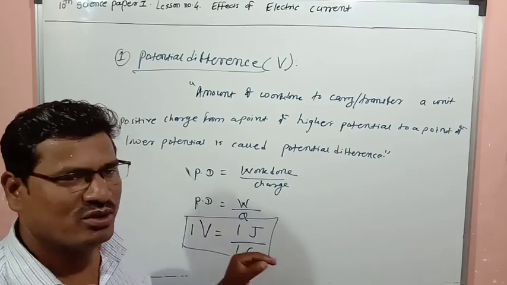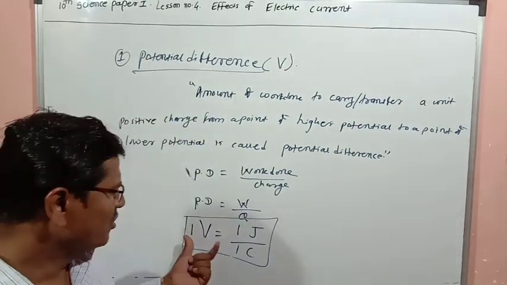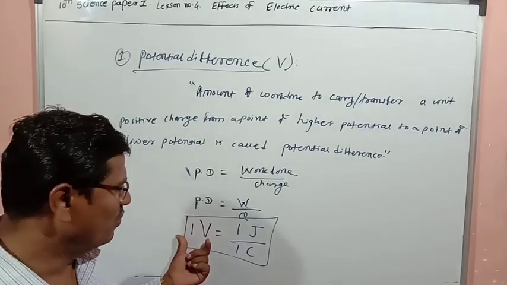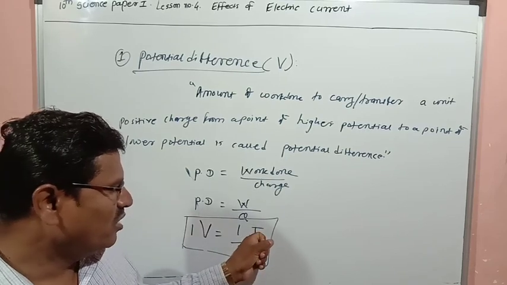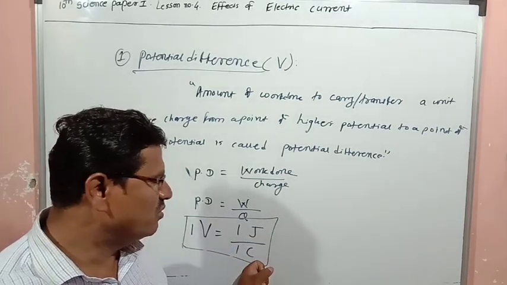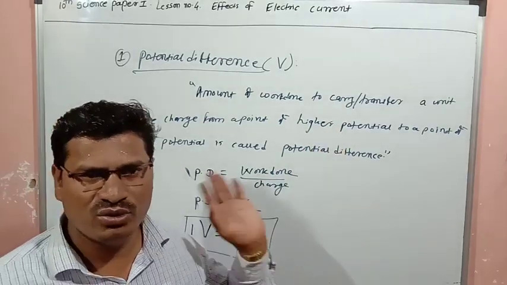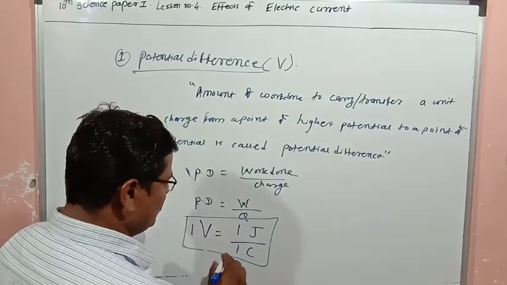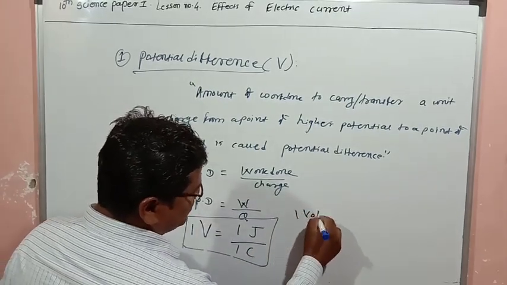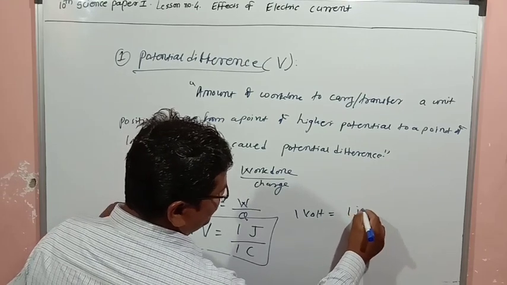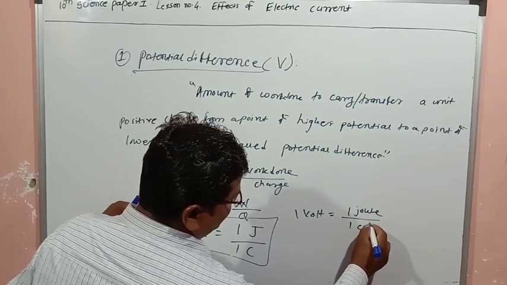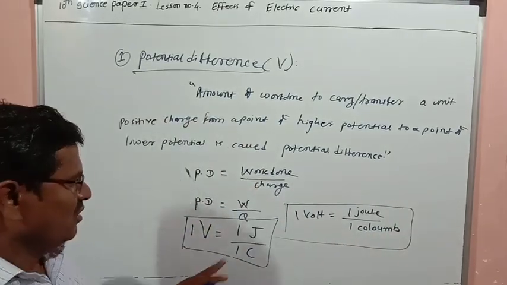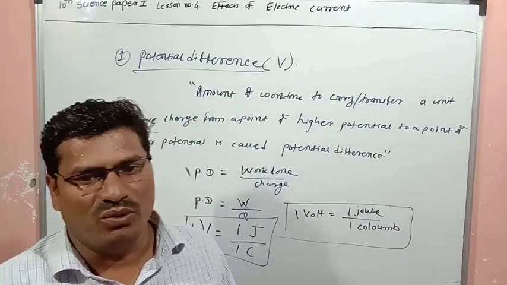And you can give the definition of 1 volt also. Potential difference is said to be 1 volt when 1 Joule of work is done to carry 1 Coulomb charge from a point of higher potential to lower potential. So 1 volt is equal to 1 Joule upon 1 Coulomb.